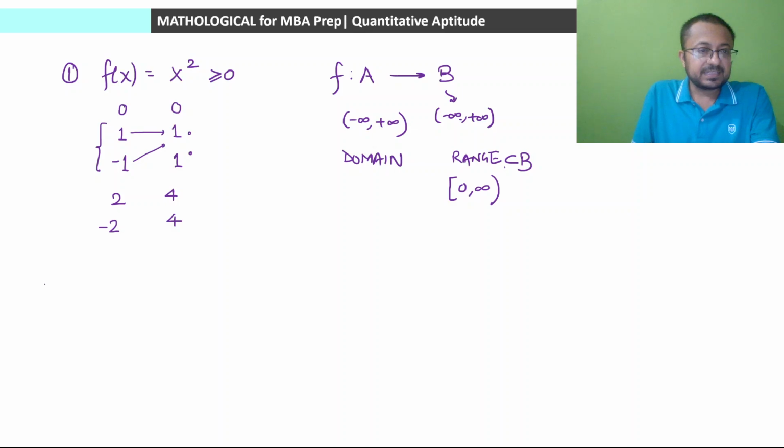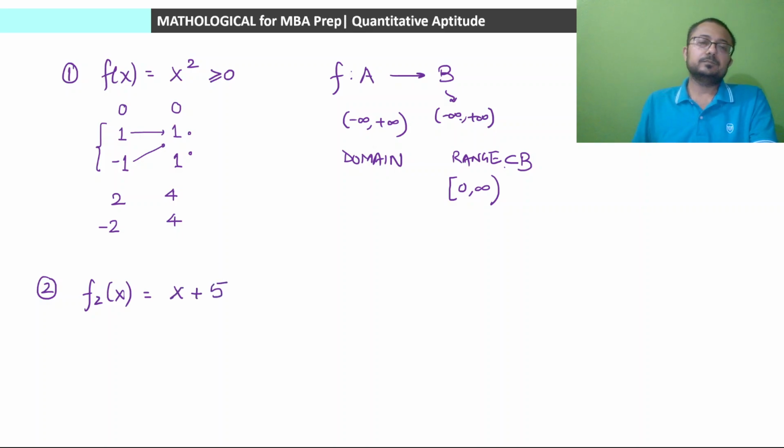Let us take second example. There is a function f2(x) and this is equal to x plus 5. Now what values can x take? We can take x equal to 0. For x equal to 0, x plus 5 will be equal to 5. For x equal to 1, x plus 5 will be equal to 6. For x equal to 2, x plus 5 will be equal to 7 and so on. If x is equal to minus 1, x plus 5 will be minus 1 plus 5 यानी कि equal to 4. So we can take all values of x, no problem with that.